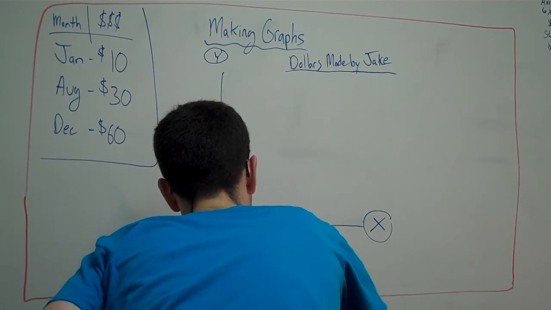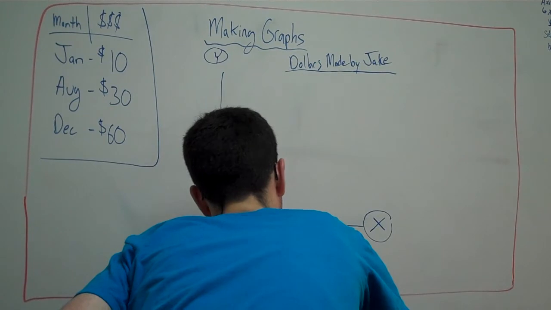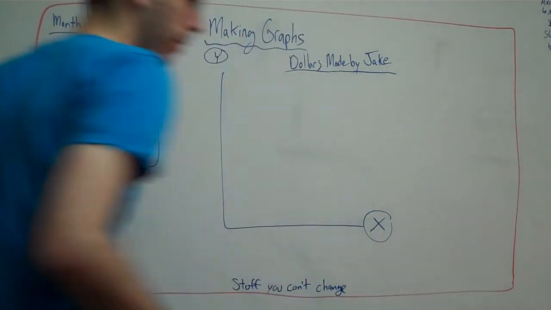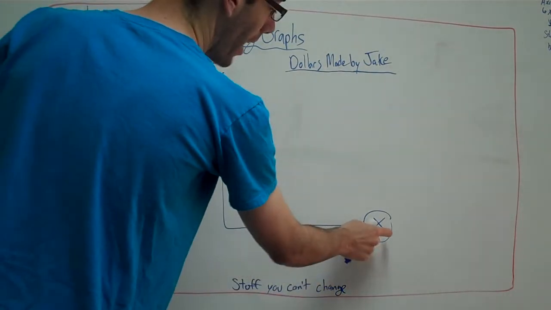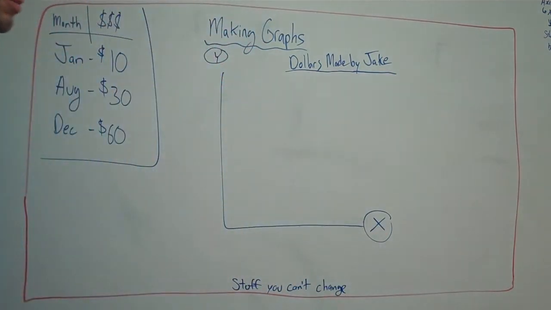Draw one pencil. So for example, what typically goes on the x-axis, this is an axis, this is the x-axis, what typically goes there is something to do with time.